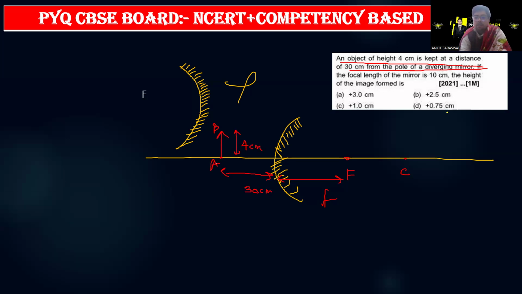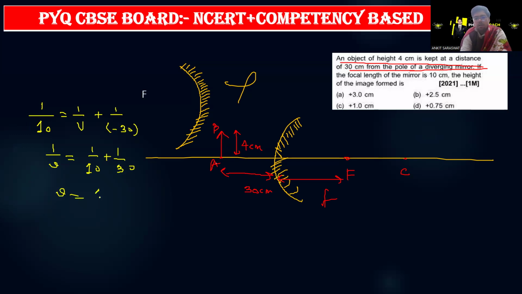Now what they are saying: focal length is given, and the height of the image formed is asked. So focal length is given, 1 upon f is equal to 1 upon v plus 1 upon u. u is minus 30. So solve for v: it comes out to be 1 upon 10 plus 1 upon 30. It will come out to positive. 10 into 30 by 30 plus 10, that is 40. 2 2s are 4, 2 5s are 10. 15 by 2. Let it be.